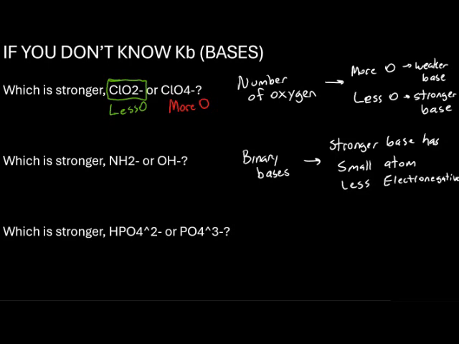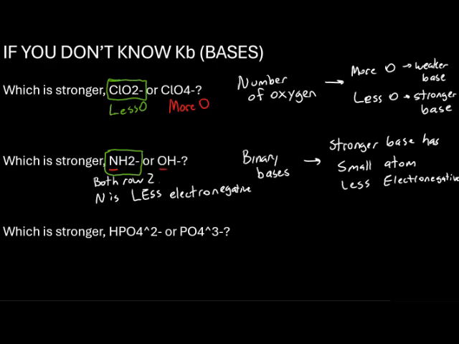When we look to our binary bases here, NH2 negative and OH negative, both have central atoms that are on row 2 because nitrogen and oxygen are both row 2 elements. They'll be fairly similar in size, however, nitrogen is less electronegative. Therefore, NH2 will be our stronger base. In fact, if you look this up, NH2 and OH are both very strong bases, but NH2 is a good bit stronger still. Again, this rule is exactly the opposite of what we saw for acids.